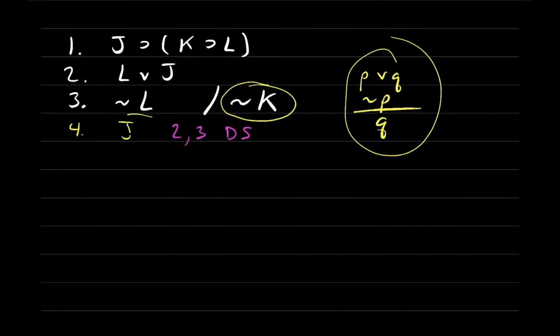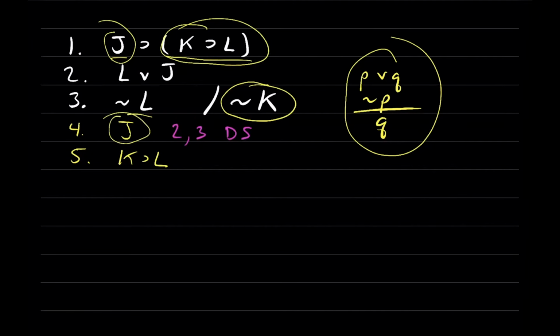Once we have J, notice that line number 1 says if J is true, then something else has to be true, this expression inside parentheses. And line number 4 happily tells us that J is true. So on line 5, we can conclude this consequent of this conditional in line 1, if K, then L. And again, just to make it really clear, line number 1 says if J is the case, then all of this in parentheses is the case. 4 says J is actually true, so we know from that that K implies L.